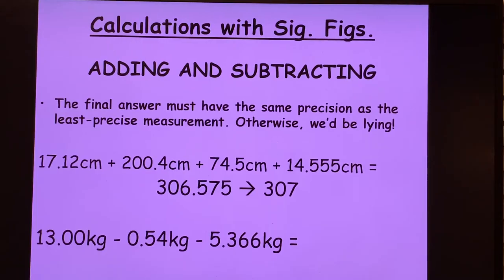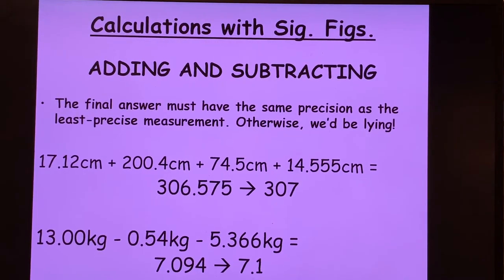Try this one. 13 minus 0.54 minus 5.366. What's the number with the smallest number of significant figures? The middle one, right? 0.54. There's only 2 significant figures. So therefore, our answer must have only 2 significant figures. On the calculator, you're going to get 7.094. And using our rules, we would underline the 7 and the 0 and put an arrow under the 9. The 9 is 5 or greater, so we would round the 0 to a 1, and our answer would be 7.1.